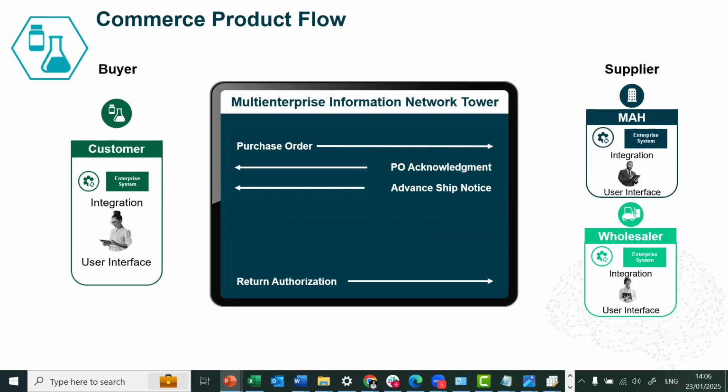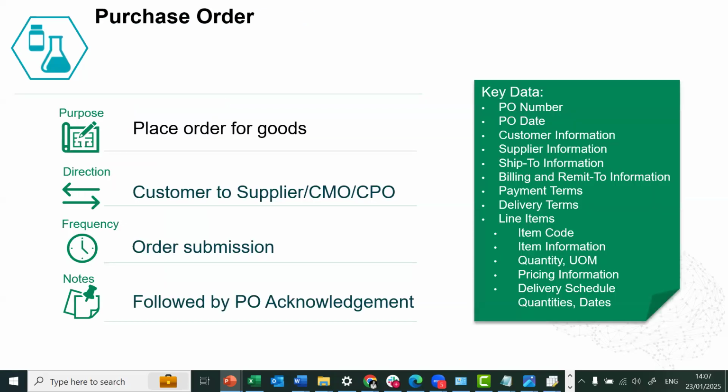So 4 major transactions that impact commerce at the product level are the purchase order, acknowledgement, ASN, and return authorization. Let's first take a look at what goes into these 4 transactions, then we'll take a look at how it works in Mint. Starting with the purchase order. A purchase order is a formal request sent by the buyer to the supplier to procure goods or services.